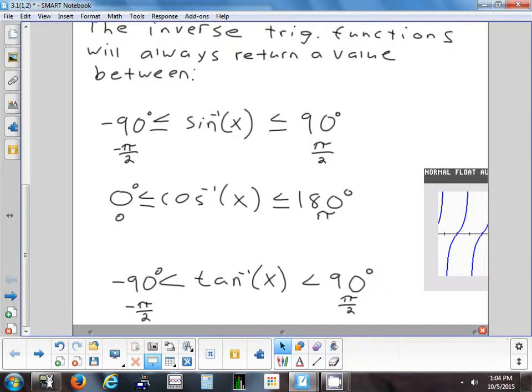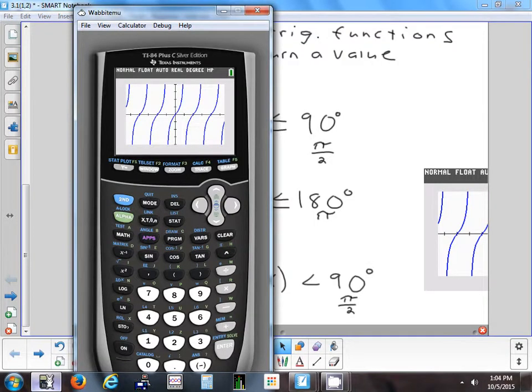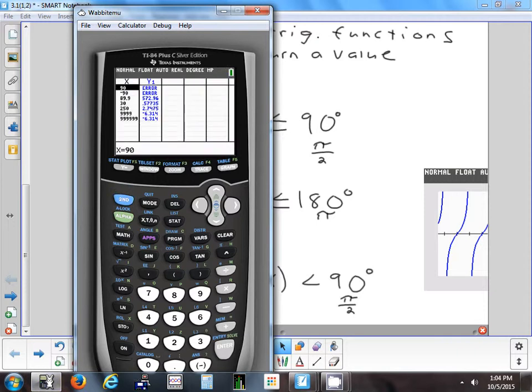A couple ways you can see that. One, let's try to let it equal 90. Let me type 90 into my table and watch what happens. At 90, it says error. Can't do it. At negative 90, it says error. So I cannot equal negative 90 or 90. I can get very close to it, like 89.9. Notice what happens to y.